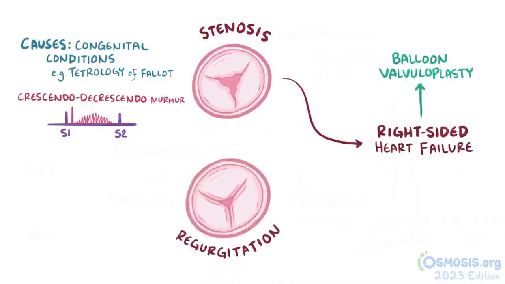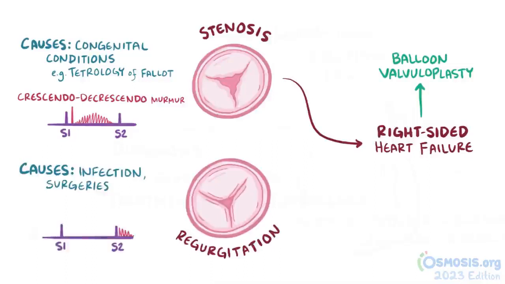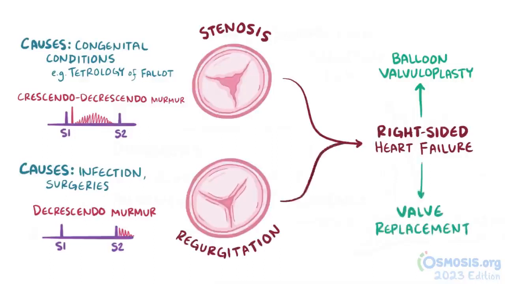Pulmonary valve regurgitation is associated with things like infection and surgeries, and results in blood flowing backwards into the right ventricle, and it can cause a diastolic decrescendo murmur. It's usually asymptomatic, but over time it can lead to right-sided heart failure, and can be treated with valve replacement.